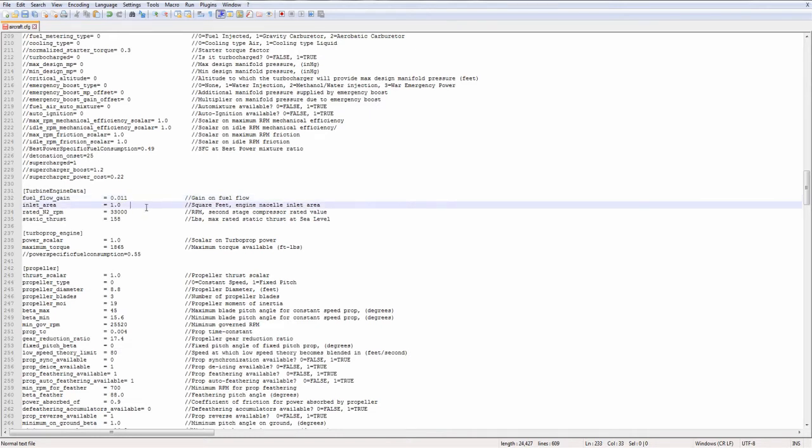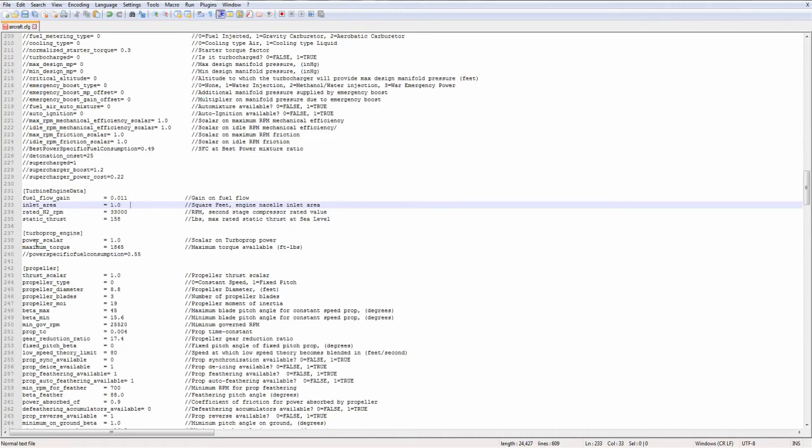Inlet area, this is the square feet of the air inlet of the engine, basically. So we have 1 square foot worth of inlet air on this engine, which makes sense. It sounds about right for a Caravan. Next is the max rated RPM of the second stage compressor rated value, 33,000 for the Caravan. And static thrust, 158 in pounds. Maximum rated static thrust at sea level.